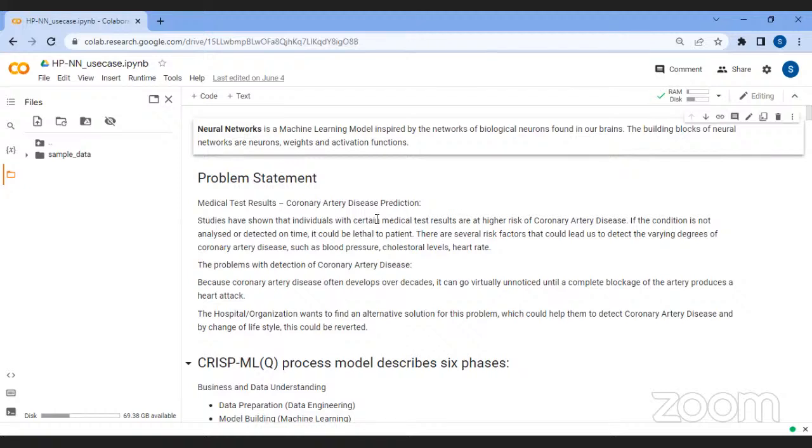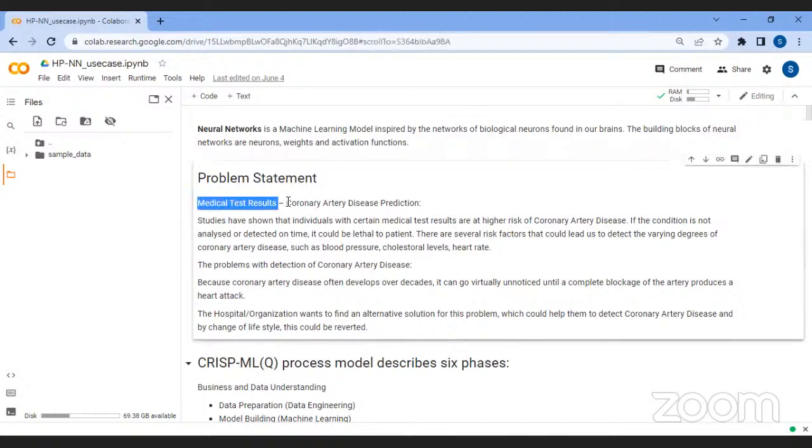The problem statement is that medical test results were conducted for coronary artery disease prediction, and studies have shown that individuals with certain medical test results are at higher risk of coronary heart disease. If the condition is not analyzed or detected on time, it could be lethal to patients. There are several risk factors that could help us detect varying degrees of coronary artery disease, such as blood pressure, cholesterol levels, heart rate, etc. So all these details are taken in our data set.